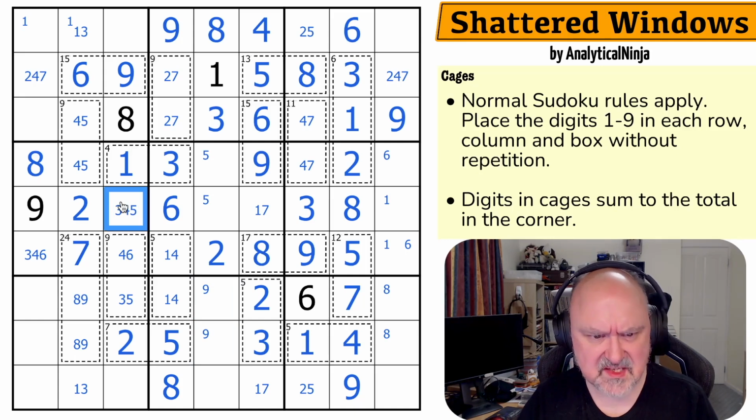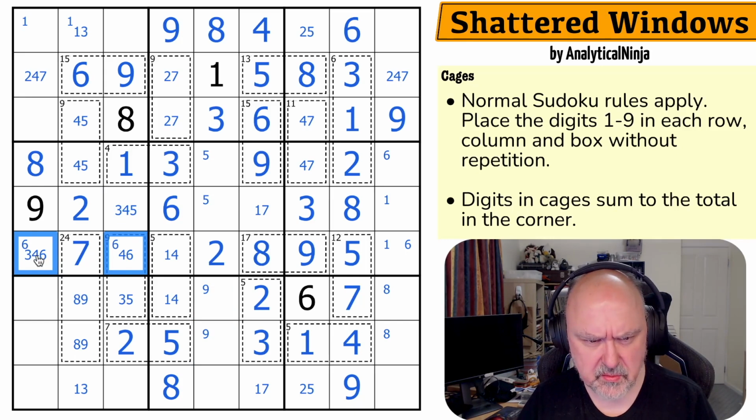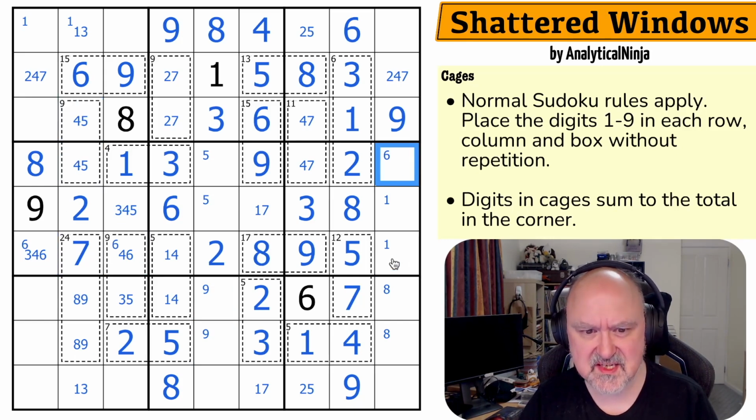There's no 6 here. So 6 is in one of those two, because this can't be a 6, because that can't be a 3, which means that's not the 6. This is the 6. And this is 4, 5, or 7.